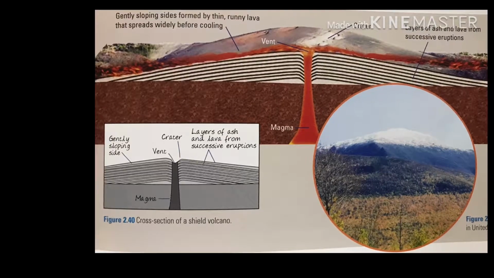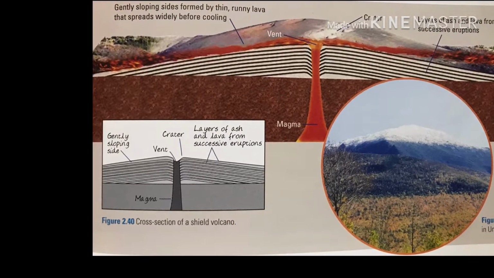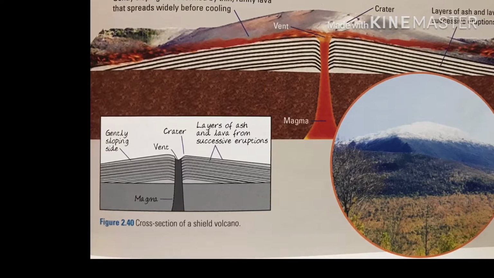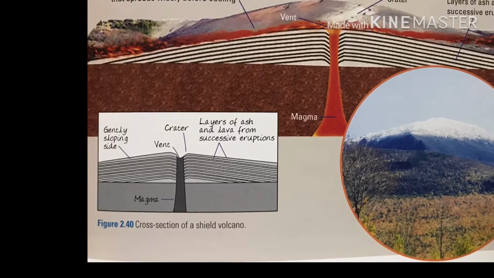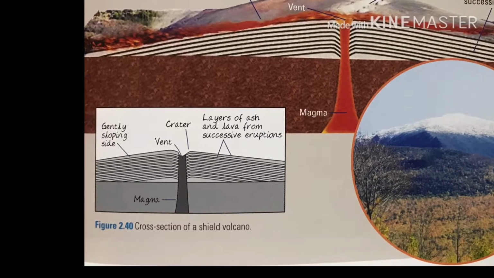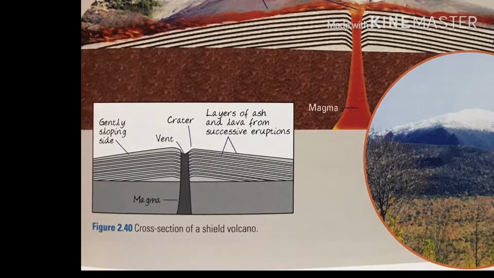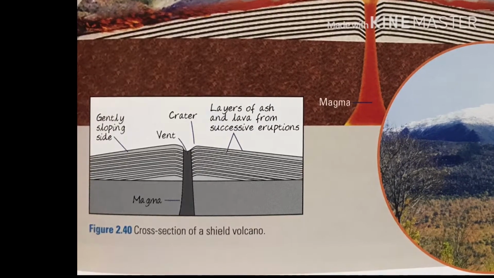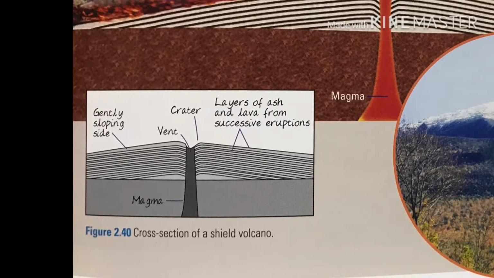Now, besides viscosity, how else can we compare the two different types of volcanoes? Basically, we can do a cross-section comparison. Through drawing the cross-section, you will be able to see that they are vastly different types of volcanoes. If you talk about the exterior look of the volcano, a shield volcano is generally gently sloping along the sides. It has mainly one vent and a crater on top. There are no secondary pipes, etc. It is built up of layers of ash and lava from successive eruptions.